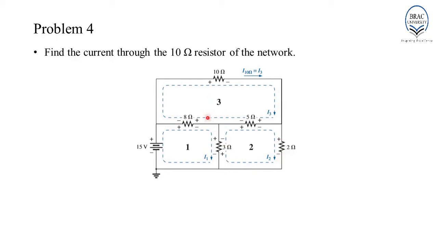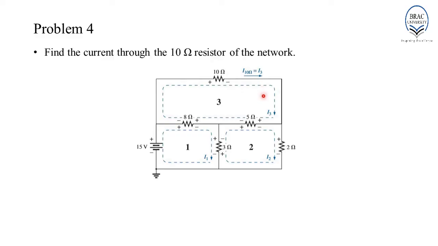Considering loop 3, I3 is entering through this terminal, leaving through this terminal. Therefore, this is positive and this is negative. Again, entering through this terminal, leaving through this terminal. Therefore, this is positive and this is negative. I3 is traveling this way through the resistor of 10 ohm. Therefore, this is positive and this is negative. If you observe carefully, the current flowing through the 10 ohm resistor is basically I3. So, if we determine I3, then we can say that the current flowing through the 10 ohm resistor is I3.